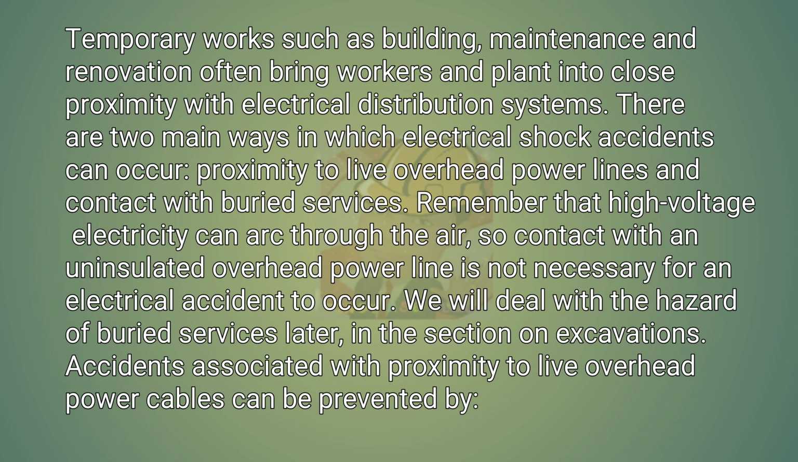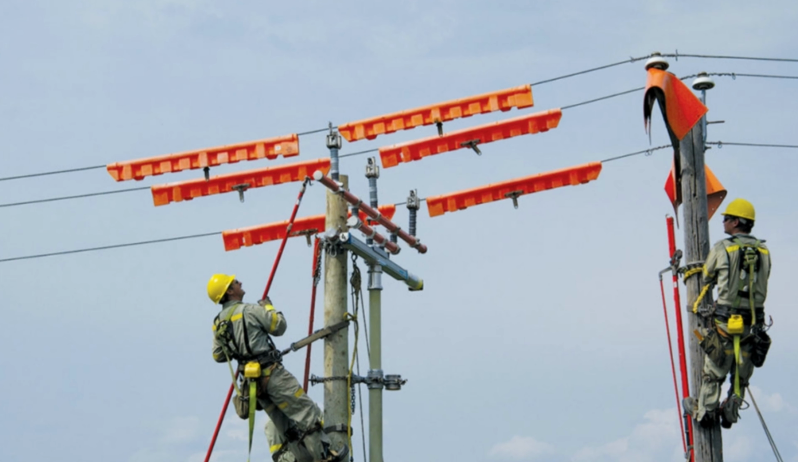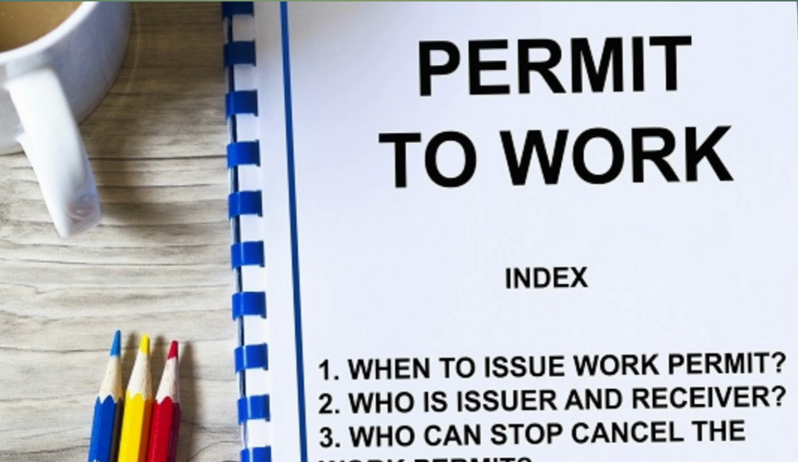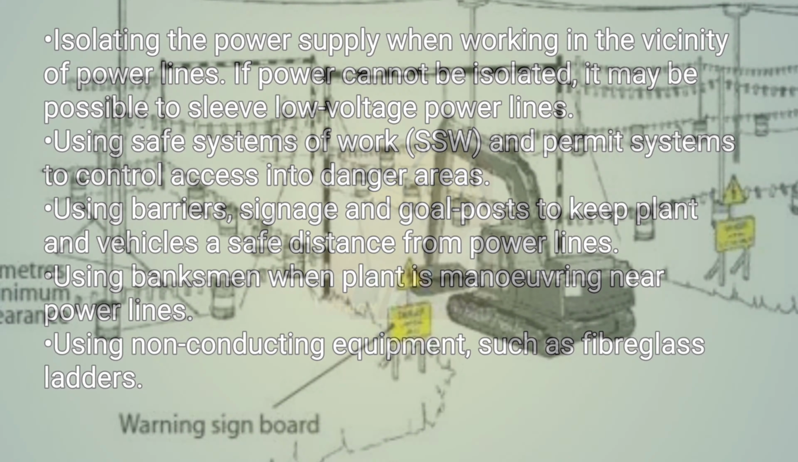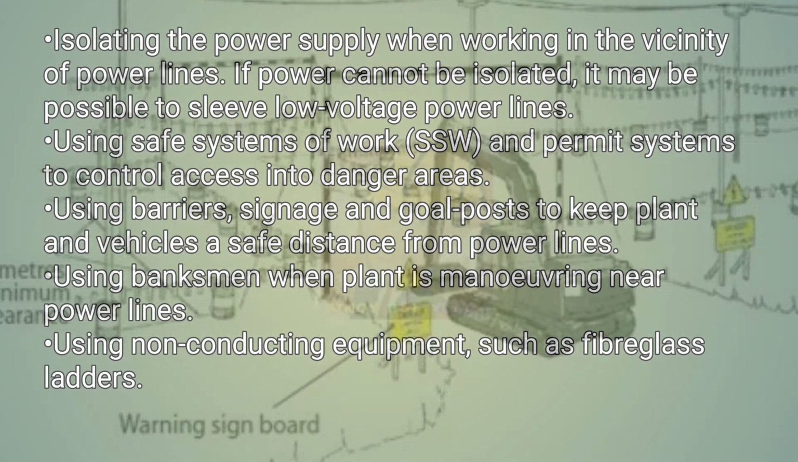Accidents associated with proximity to live overhead power cables can be prevented by isolating the power supply when working in the vicinity of power lines. If power cannot be isolated, it may be possible to sleeve low voltage power lines. Using safe systems of work, SSW, and permit systems to control access into danger areas. Using barriers, signage and goal posts to keep plant and vehicles a safe distance from power lines. Using banksmen when plant is maneuvering near power lines. Using non-conducting equipment, such as fiberglass ladders.